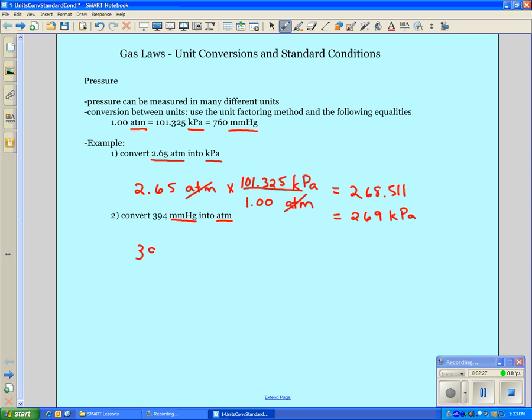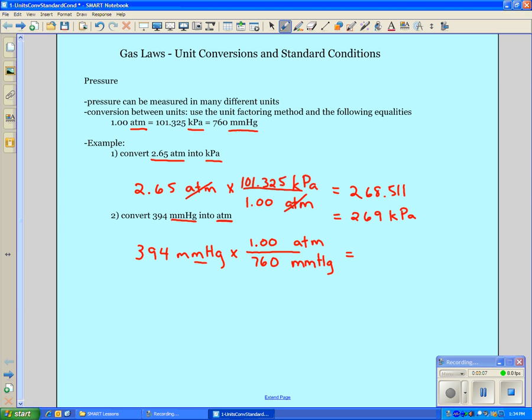The second example, we're going to start with millimeters of mercury and change that into atmospheres. So starting with the 394 millimeters of mercury, again, we're going to use unit factoring, so we're going to multiply by a ratio. And to cancel the millimeters of mercury that we already have, we want to put millimeters of mercury on the bottom of the ratio, and the units that we're looking for, which is atmospheres, onto the top. So again, from those equivalencies that you see above, 1 atmosphere is equal to 760 millimeters of mercury. So those are the 2 numbers that get put into the ratio.